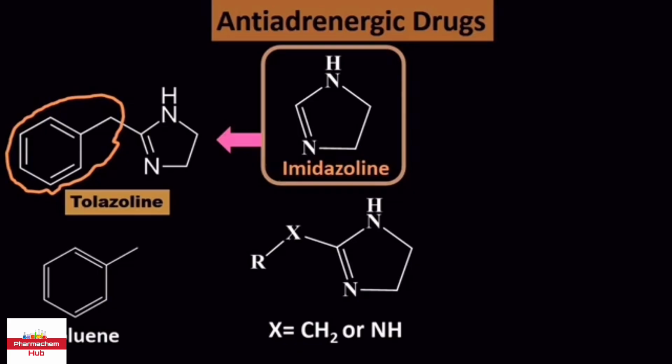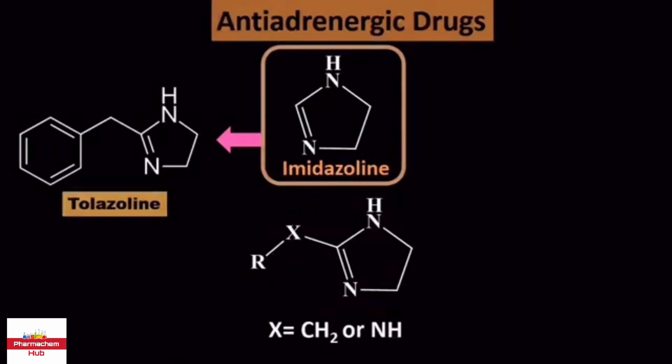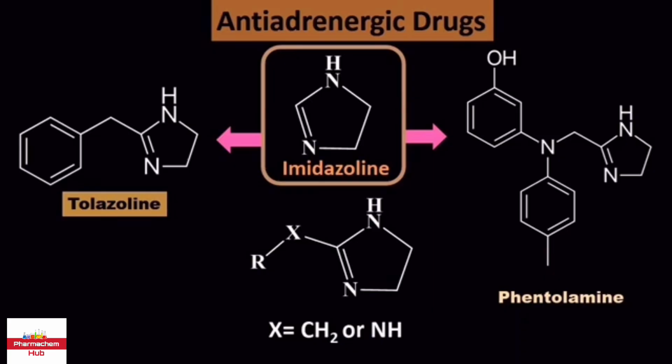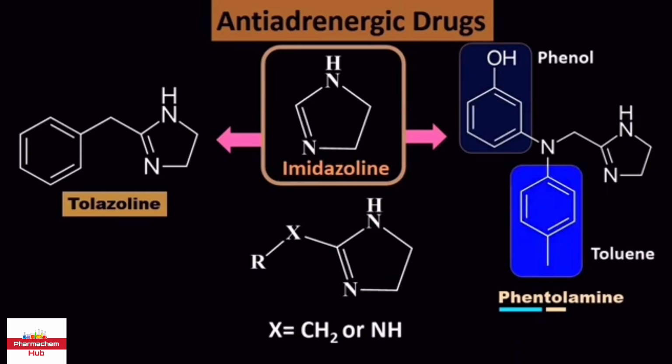Many times you get that information from the name, but if it's not available, then you have to use other hints, which we are going to discuss in upcoming videos. Let's take the next example, that is phentolamine. It is also a non-selective alpha-adrenergic antagonist. Do you get any information from the drug name about its structure? Here, phen is for this phenol, then tol is for toluene, and amine is for this nitrogen amino group.